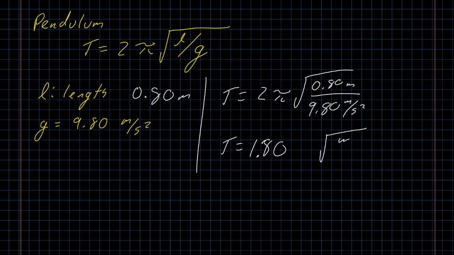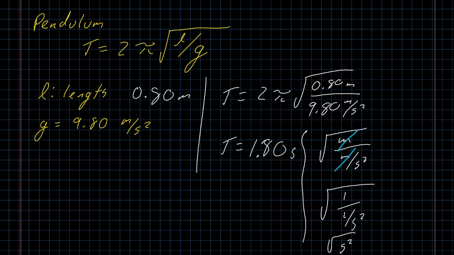Well, we've got meters over meter per square second. And the meters are going to cancel each other out, leaving us with 1 over second squared, which is again square root of second squared, and square root of second squared is seconds. So once again, the units work exactly the way that we think they should.